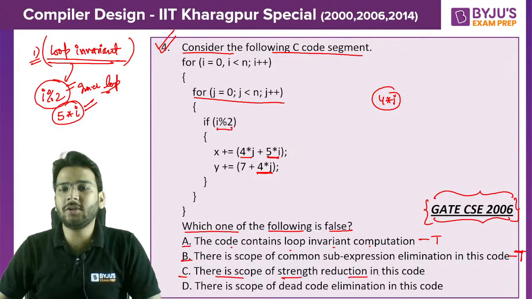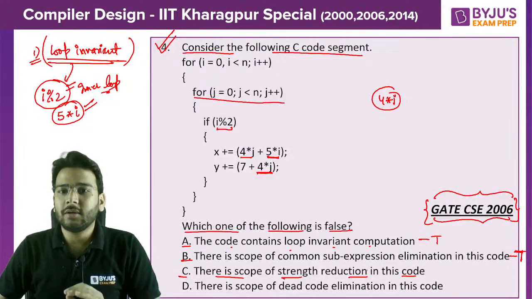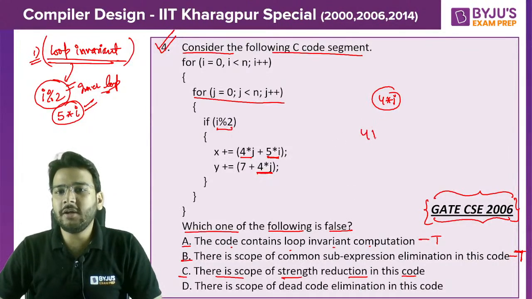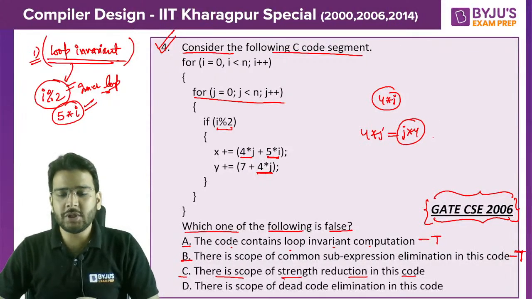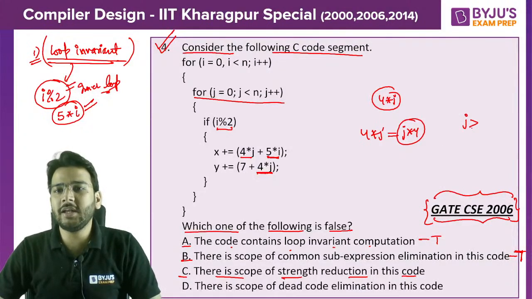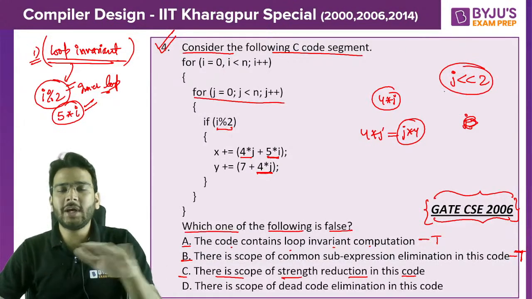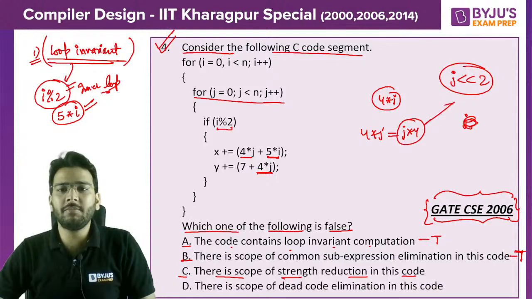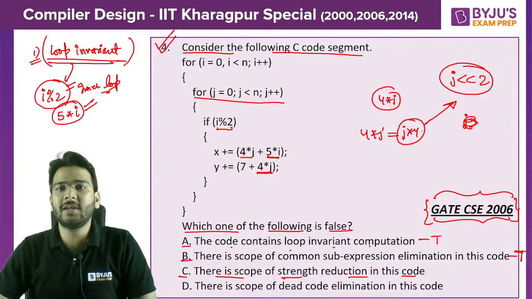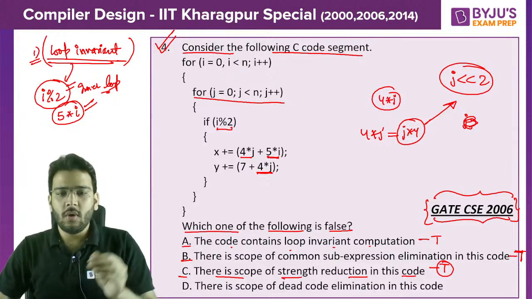There is scope of strength reduction in this code. Tell me, can you perform strength reduction here? If I'm writing 4 into j or j into 4, this is a costlier expression. Instead of that, I can write 2 times left shift operation, which is going to perform the same thing. Yes or no? So that means strength reduction can be performed on this given code. Clear? So yes, there is a scope. This is also true.